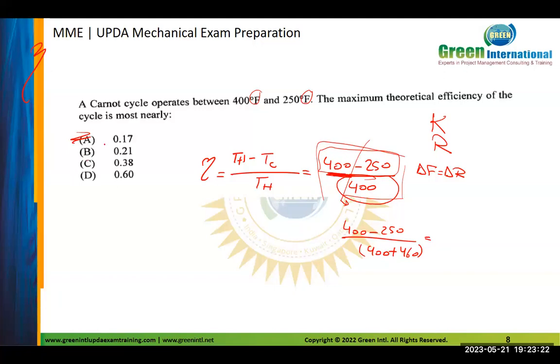If you follow Kelvin, all temperatures should be changed. This is changed, this is changed, this is changed according to Kelvin. Why? Because delta Fahrenheit is not the same as delta Kelvin. So if you want to follow Kelvin, change all Fahrenheit temperatures to Kelvin and continue the equation with all numbers in Kelvin, and you get the same answer. Okay?